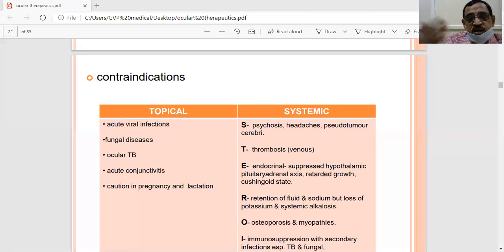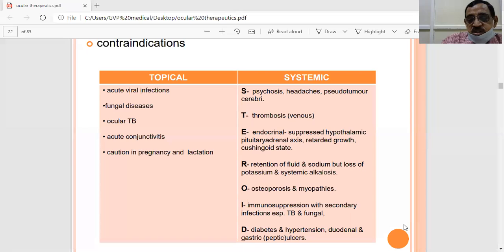And the systemic contraindications: P stands for psychosis, headaches, and pseudotumor cerebri; T for thrombosis, venous thrombosis, central retinal vein thrombosis, or branch retinal vein thrombosis; and E for endocrine, suppressed hypothalamic-pituitary-adrenal axis, retarded growth of the individual, and Cushingoid state of the person. If it is there, we try to avoid it. Also retention of fluid and sodium, but loss of potassium and systemic alkalosis. This is also a contraindication for usage of steroids.